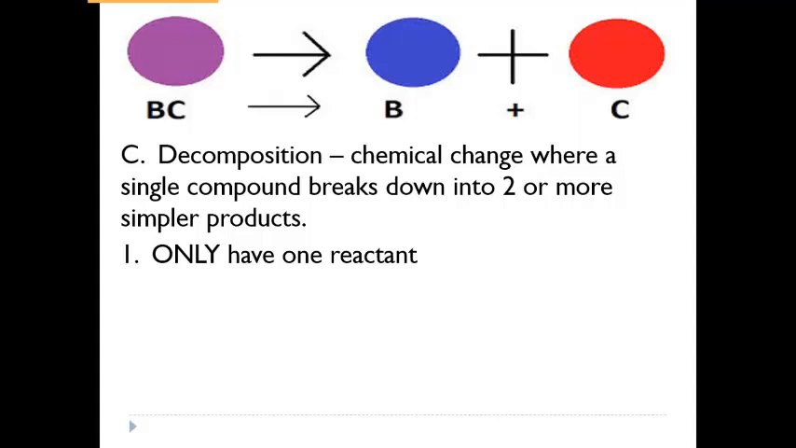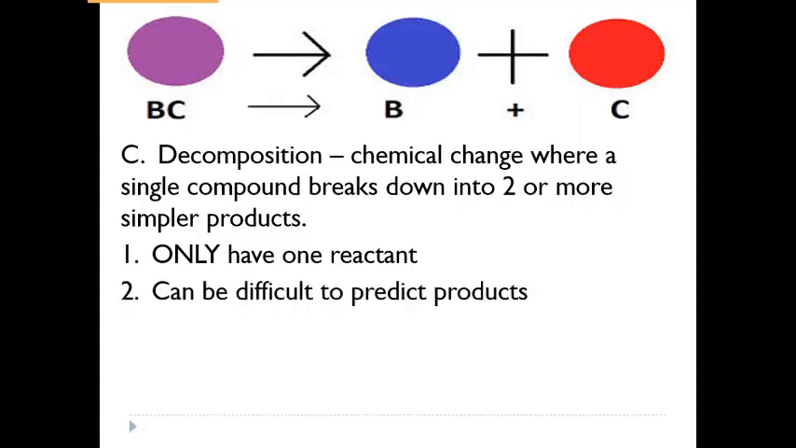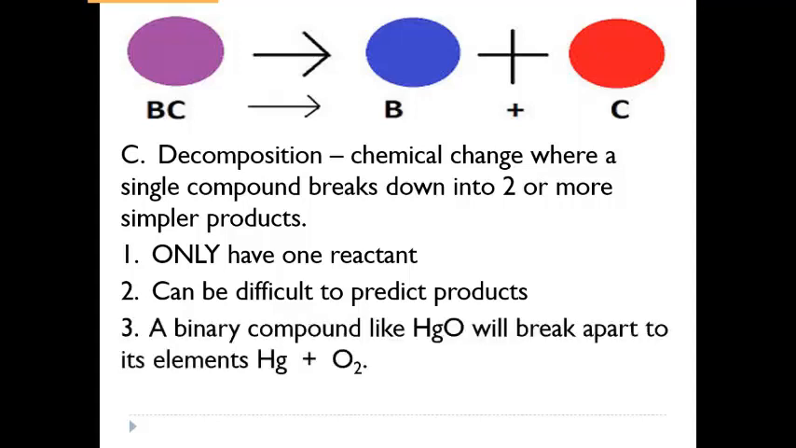If anything, decomposition and synthesis are kind of reverse reactions of each other. So decomposition only has the one reactant, and sometimes the products can be difficult to distinguish, what they'll be. In class we will be working on a few different types of decomposition reactions and just what the products would be if certain polyatomic ions are present. So we'll be working more with this one outside of this video.